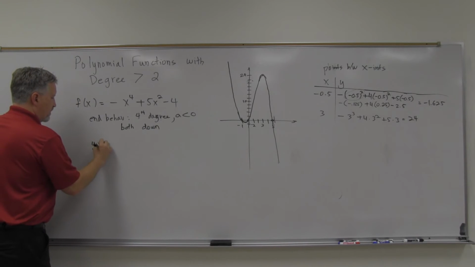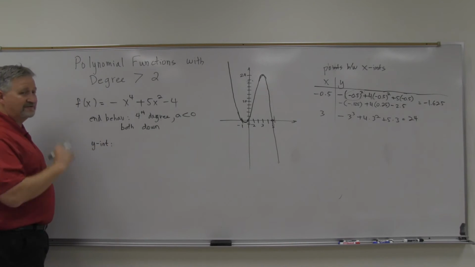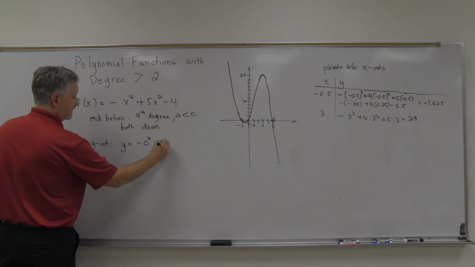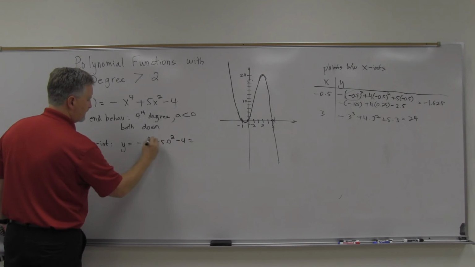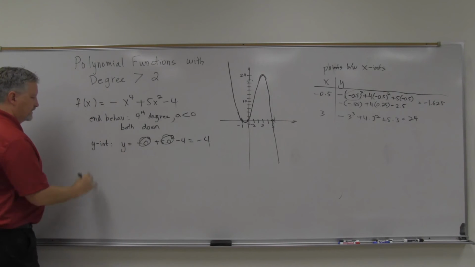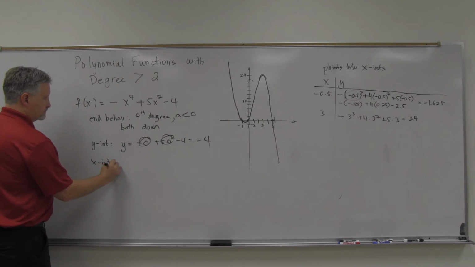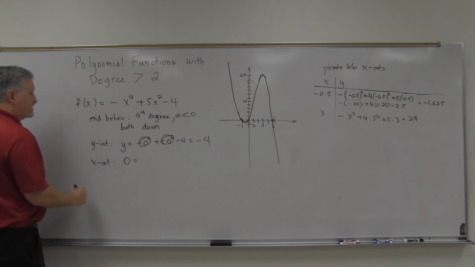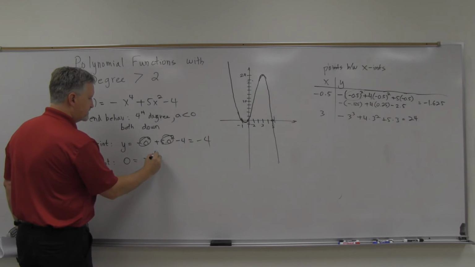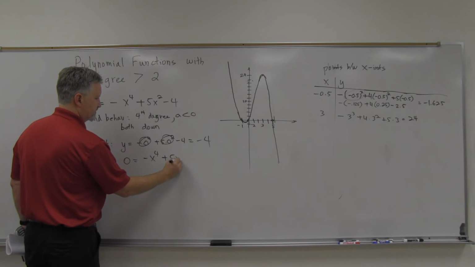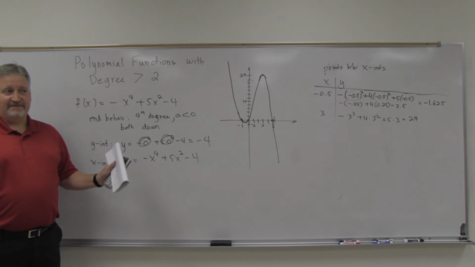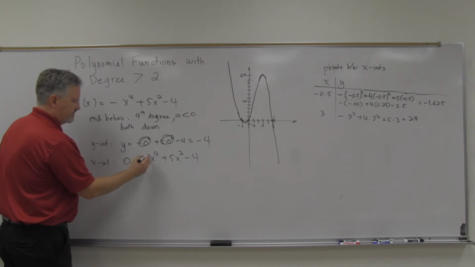All right, intercepts. For the y-intercept, x is 0, so plug in x as 0. That's 0, that's 0. So you wind up with negative 4. For the x-intercept, we set y to be 0, which in this case is f of x. And so we get 0 equals negative x to the 4th plus 5x squared minus 4. My suggestion is, since this is a negative, I'd move those over.